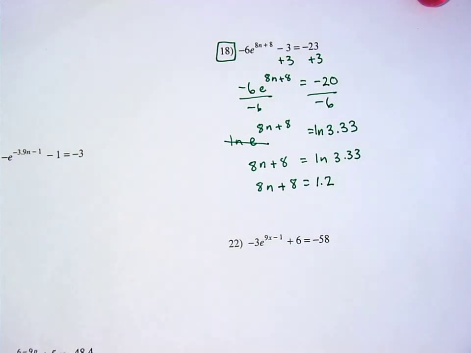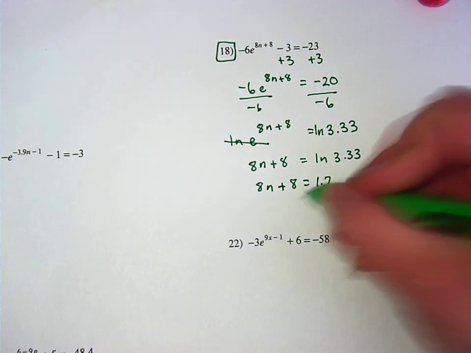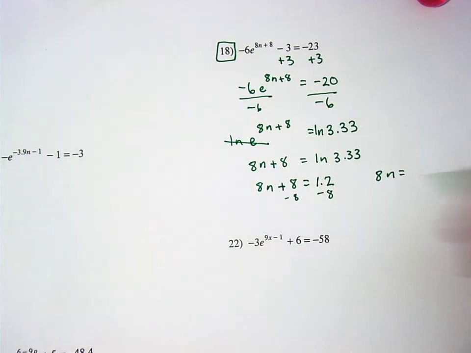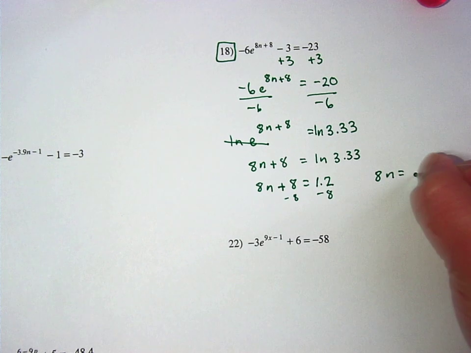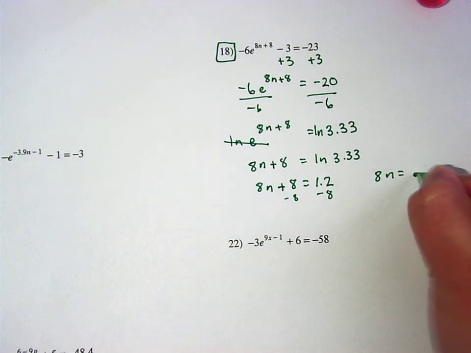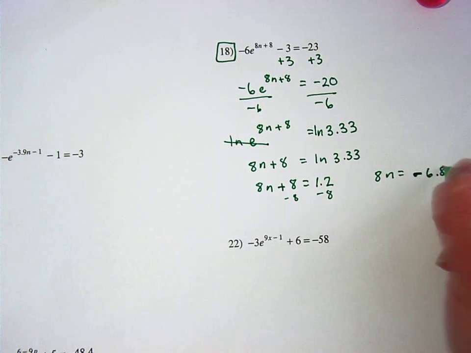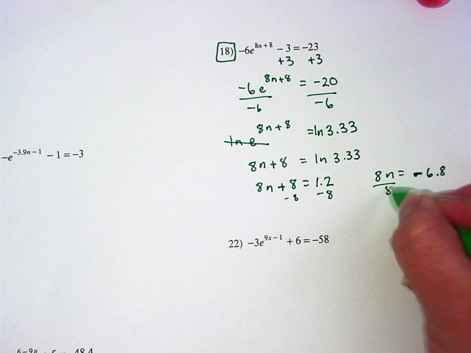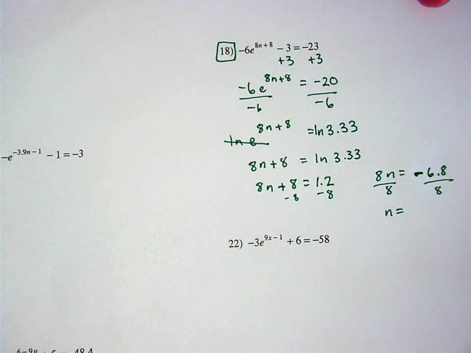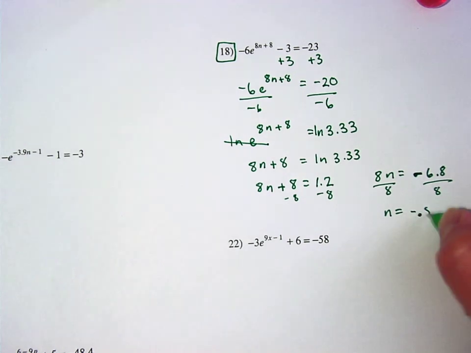Does everybody realize that I'm not going to get an exact answer because I'm rounding as I'm going throughout this, but we'll be pretty close. Now what? Subtract 8, subtract 8. Now I have 8n equals, what, 0.4? No, it's not 0.8. 1.2 minus 8 is negative 6.8. And then? Divide by 8. Negative 0.85.